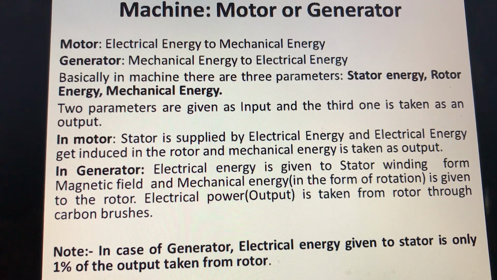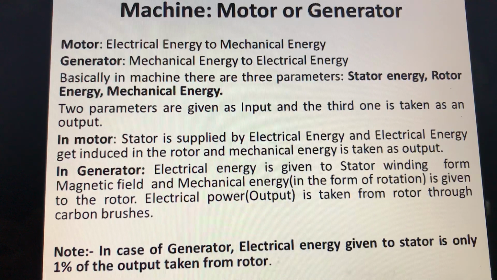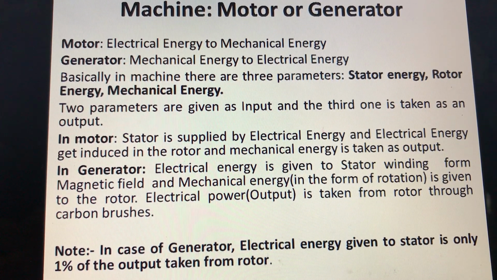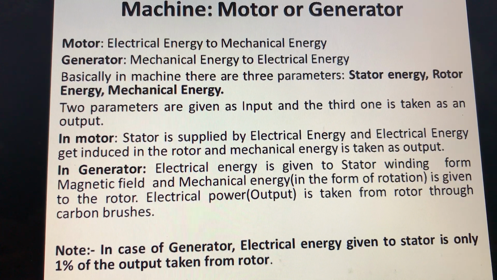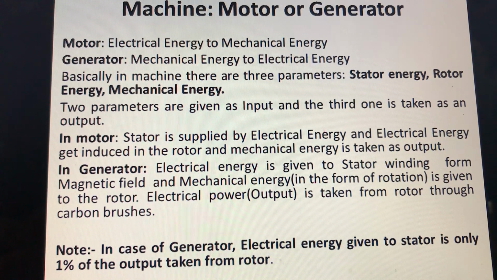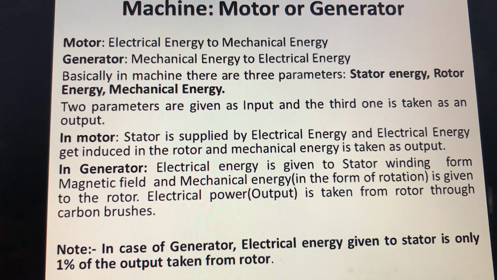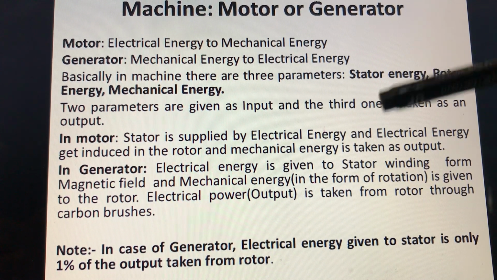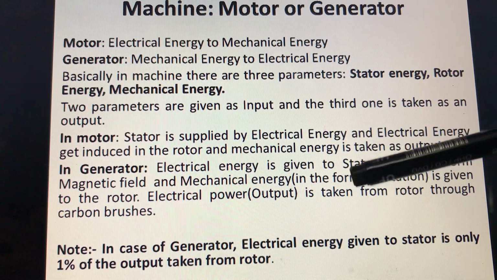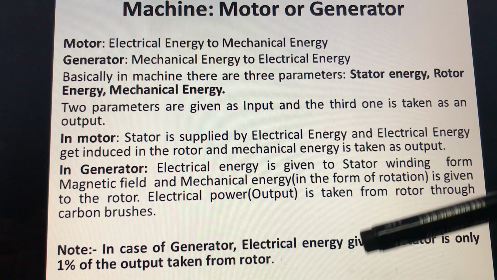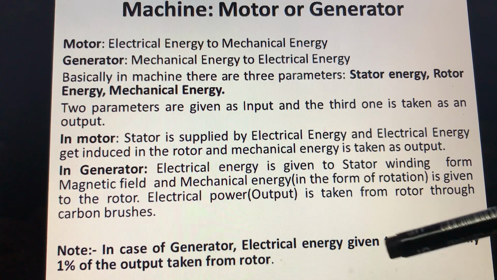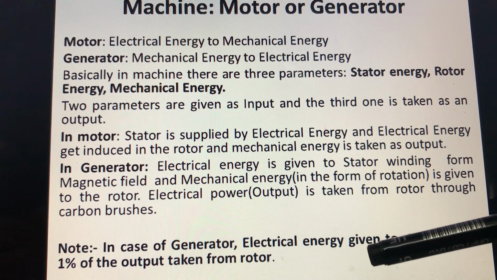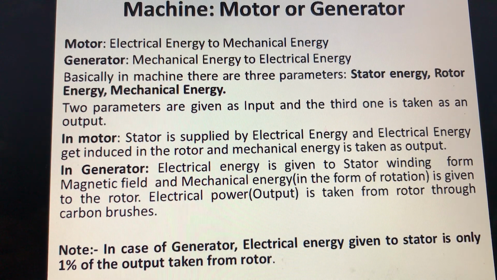In case of a generator, electrical energy is given to the stator winding to form a magnetic field, and then mechanical energy in the form of a rotation is given to the rotor. Then electrical power is taken as an output from the rotor through carbon brushes. Here you can note that electrical energy is given as an input and we are taking electrical energy as an output. Note that the electrical energy which we are giving as input is only 1% of the output taken from the rotor.